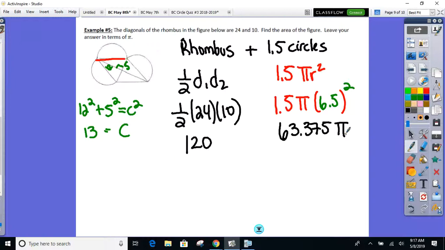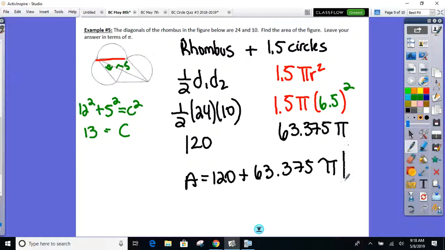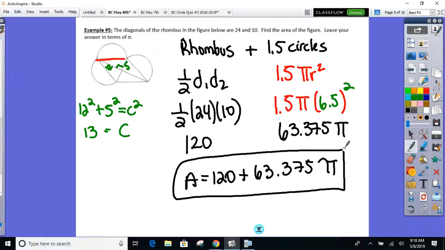Last piece here. To find the total area, we are going to add both. So 120 plus 63.375 pi. Ready? If our answer has to be in terms of pi, you got to have a pi in there, right? Do you think I combine 120 and the 63? Can I combine those two? No, so guess what? This is in terms of pi. That's as far as I can go in terms of pi.